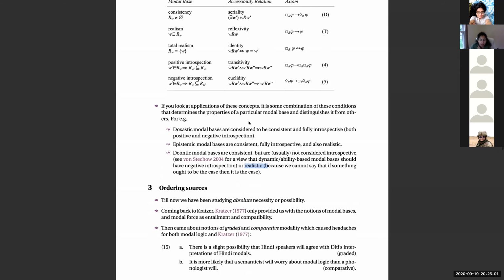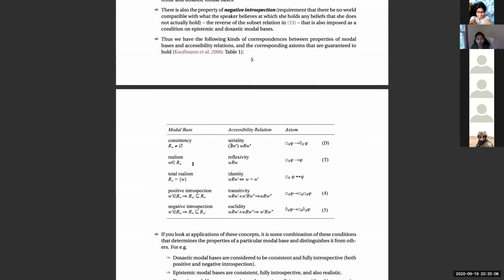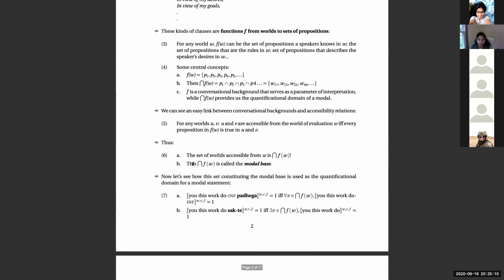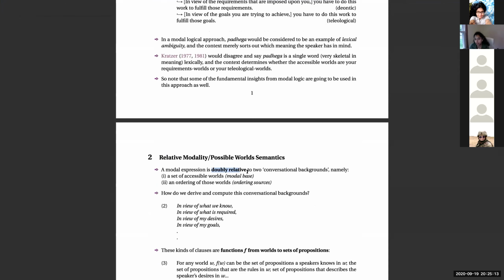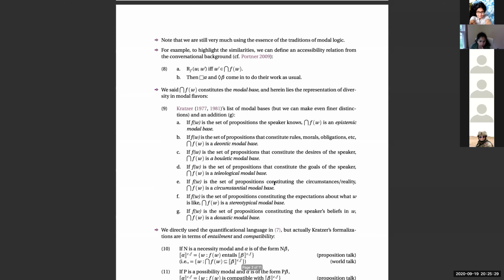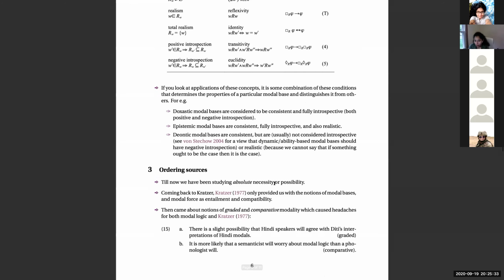Okay, so the third section is on ordering sources. Remember, I told you much earlier, somewhere here, that we have doubly relative semantics for possible world semantics in relative modality, right? So we looked at one so far. We looked at a modal base. We haven't looked at the other thing. So let's look at that. Why do we need that? Why do we need the other thing is the big question.